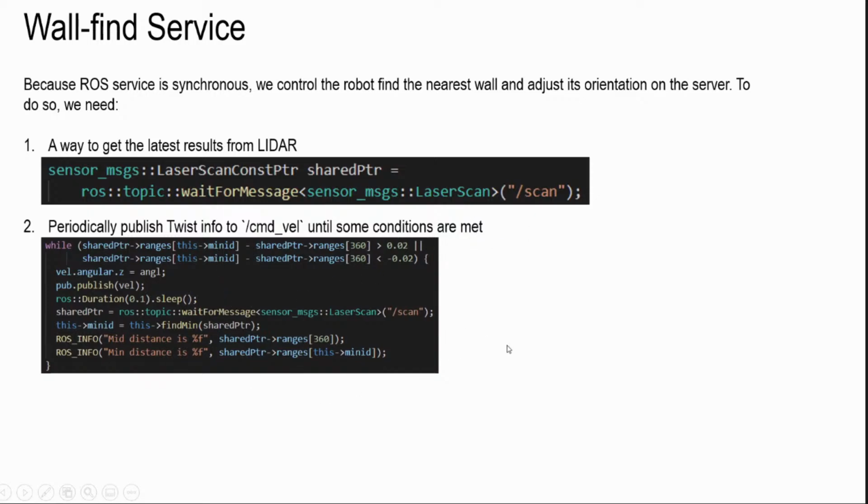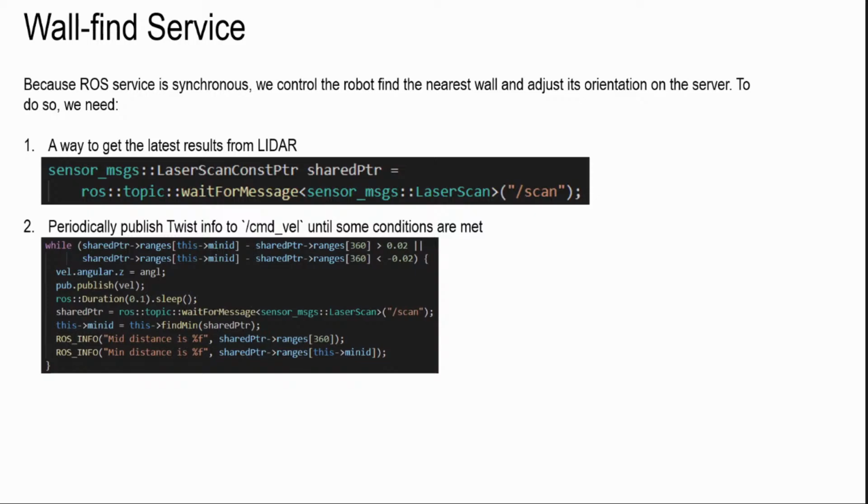So this snippet of code shows how I adjust the orientation of the robot until I find the minimum distance is right at the front of the robot. As you can see here, this is a while loop, and in this while loop, I set up some thresholds to make sure that the minimum distance is very, very close. It's near the front of the robot.